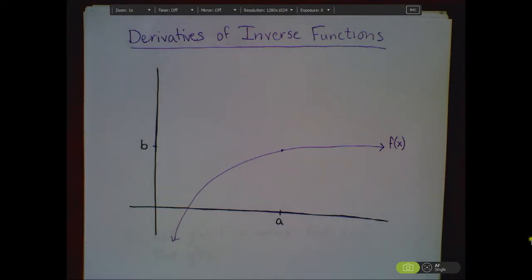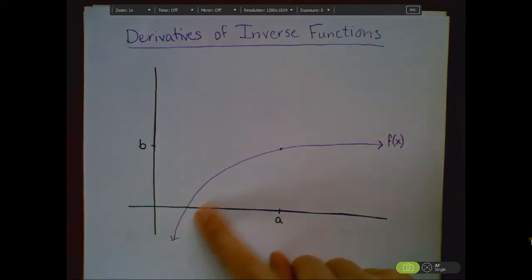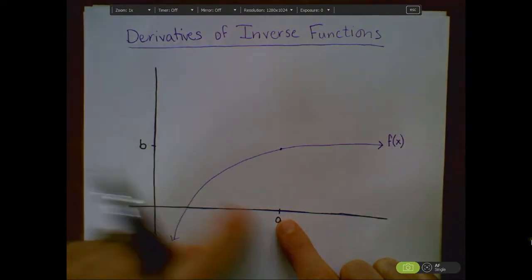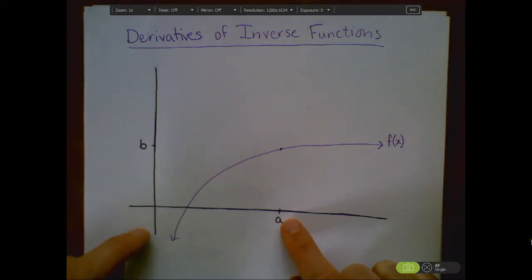So now let's look at derivatives of inverse functions, now that we've talked about inverse functions a little bit. Let's start with a graphical analysis. So let's assume that f of x is our function that looks like this, and I want to look at both the inverse function and the derivative of the inverse function.